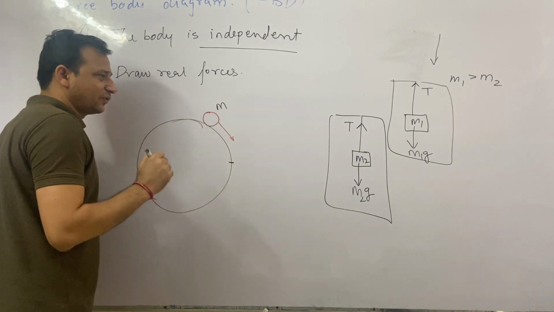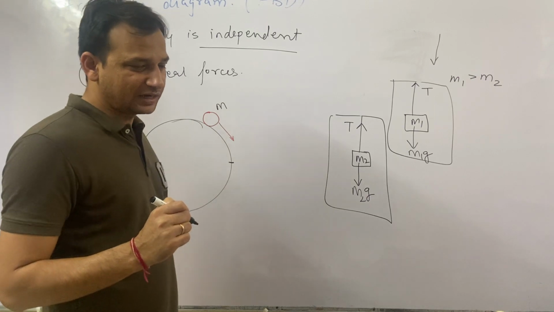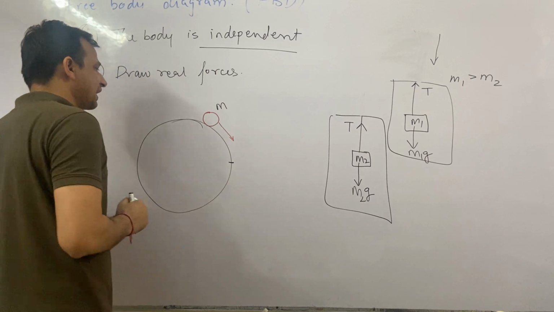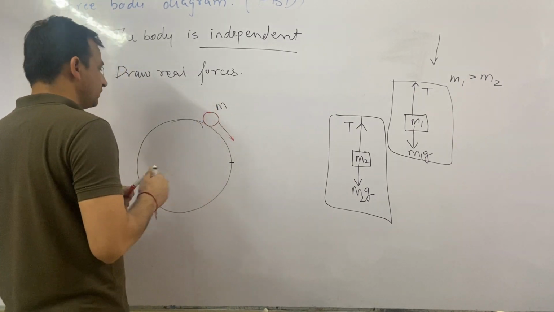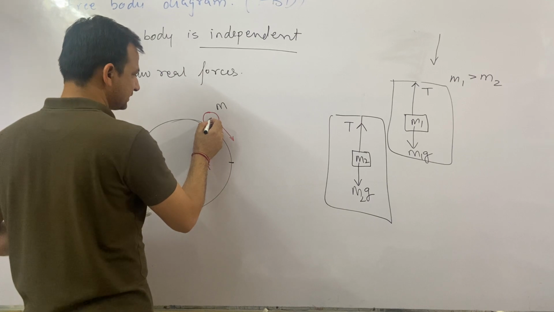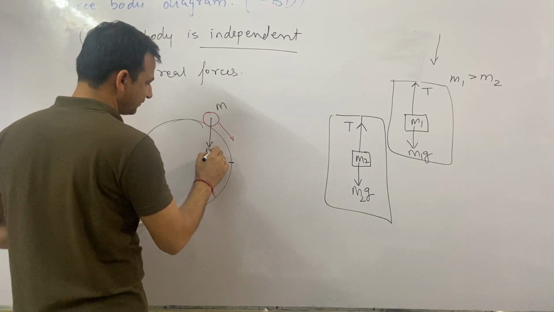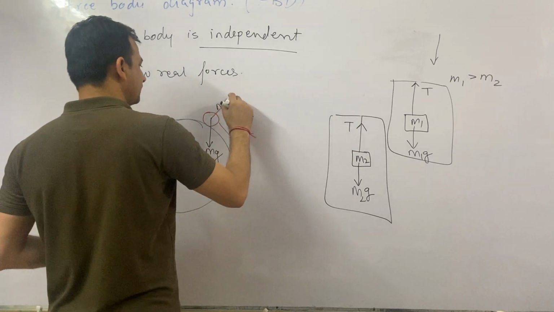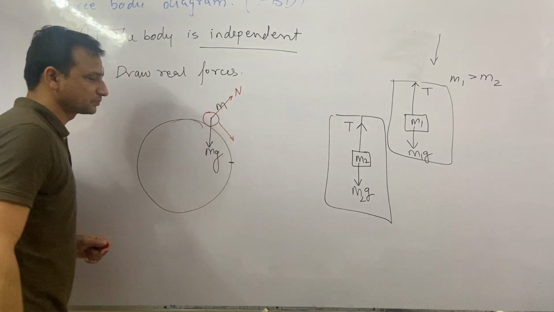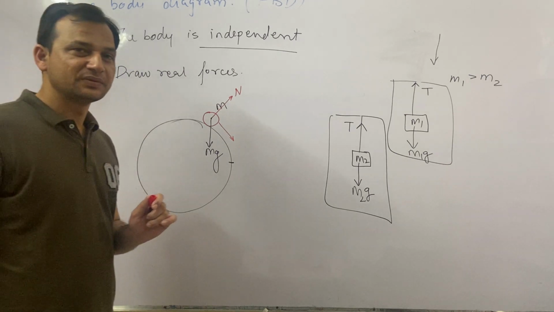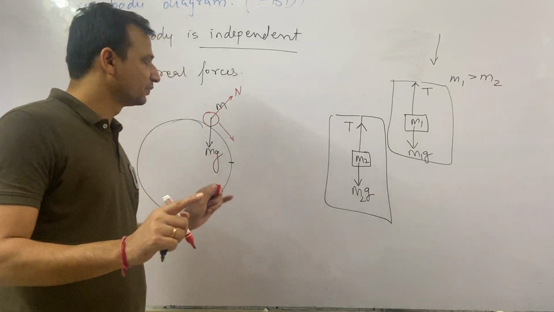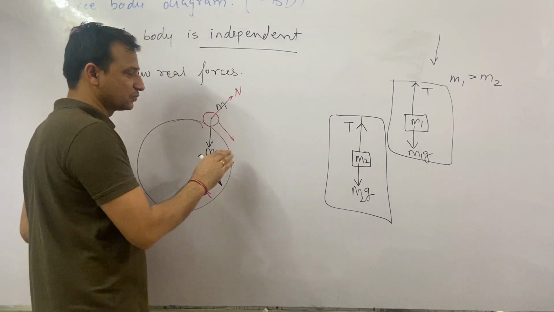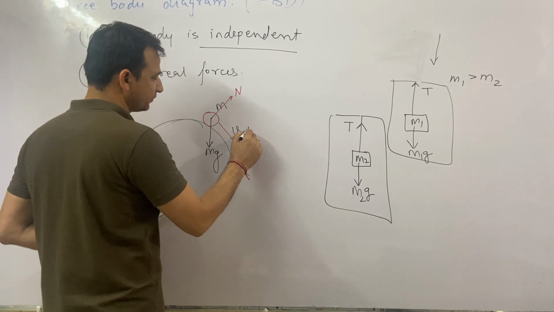So what are the forces which are acting on this object? The forces acting on this object of mass M are two forces. One is the weight, which is mg, and the other force is the normal reaction, which is N. And we are not drawing any other force. Though this arrow looks like another force, no, this one was for velocity only.